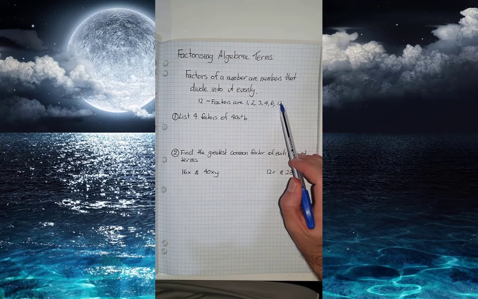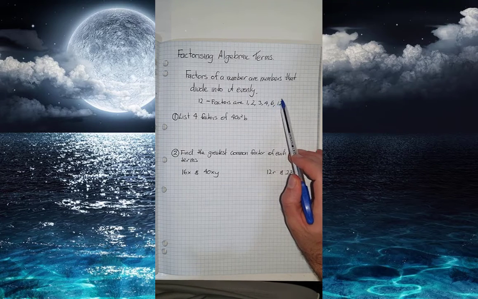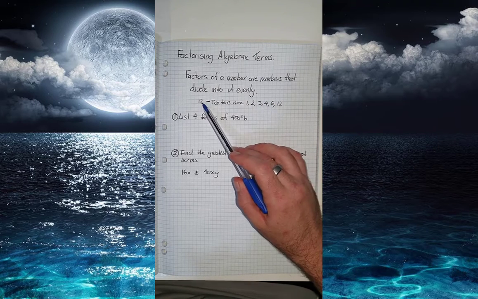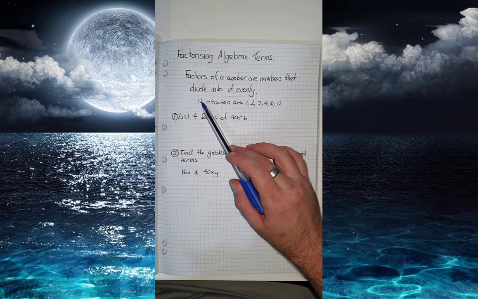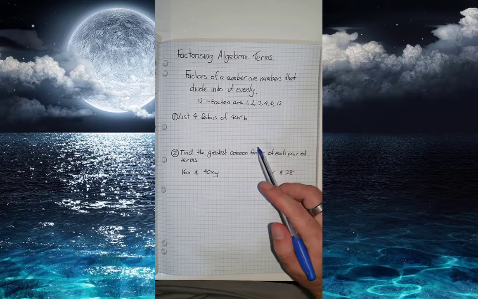Okay, so 12 times 1, 6 times 2. Each of these numbers has something that multiplies with it to get 12, and if we divide 12 by one of these numbers, it divides into it evenly.